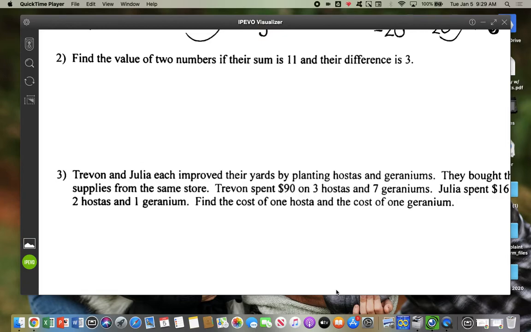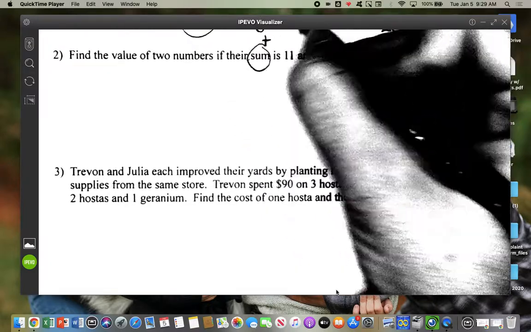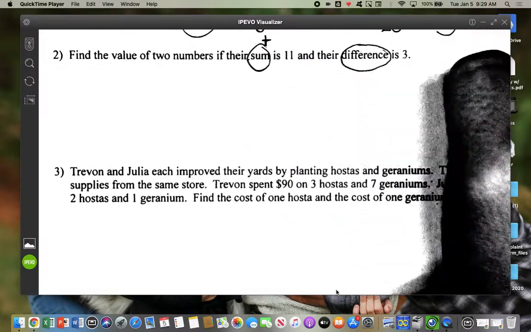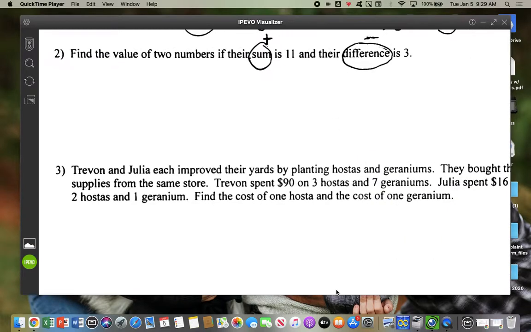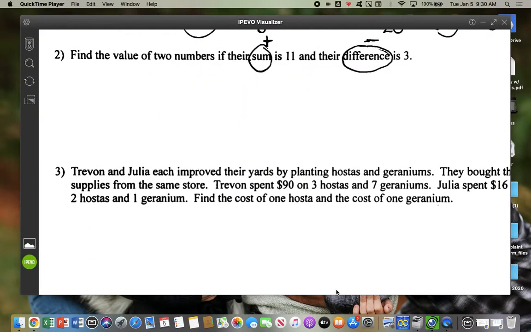All right, we're finding the value of 2 numbers if their sum is 11 and their difference is 3. What's it mean if you're finding the sum? All right, if you're finding the sum, you are adding. And what's the difference mean? Subtract. All right, so we are going to have 2 different numbers. So they're not the same value.